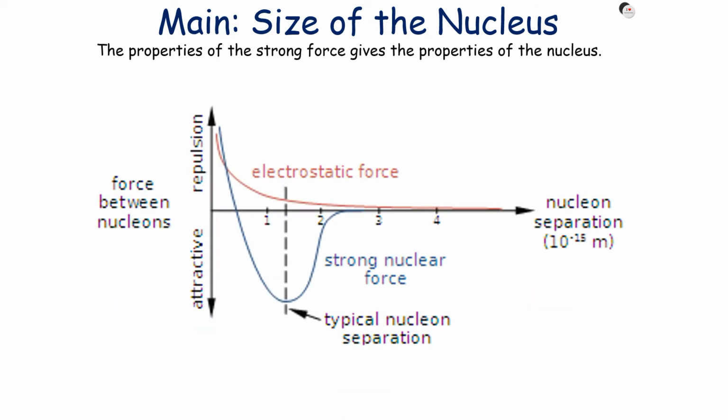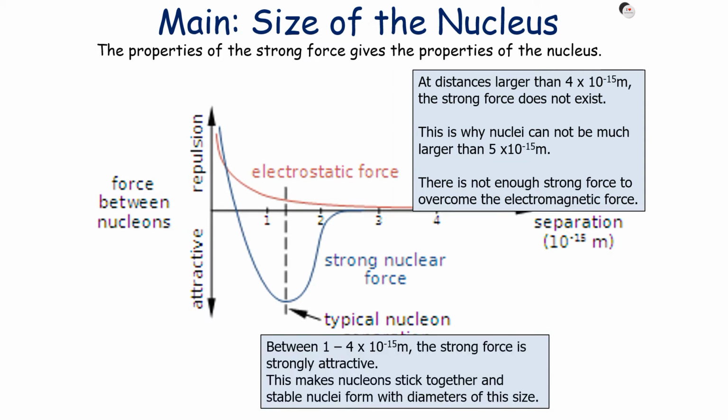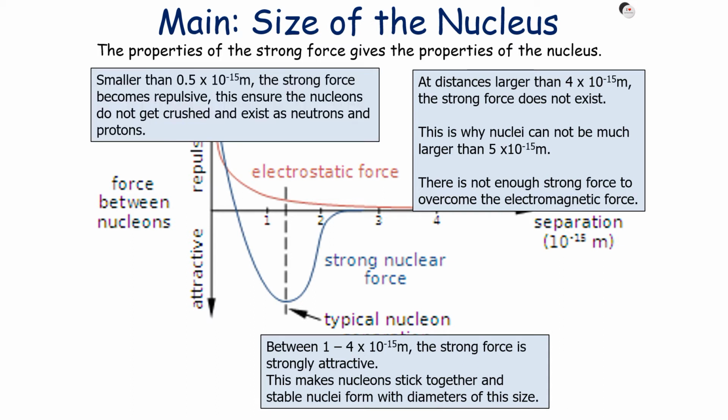So we can see the properties of the strong interaction with our particular graph here. At distances larger than 4 times 10 to the minus 15 meters, the strong interaction does not exist, which is why nuclei can't be much larger than 5 times 10 to the minus 15 meters, because there's not enough strong interaction to overcome the electromagnetic interaction, which is repulsive. Now between 1 and 4 femtometers, or 10 to the minus 15 meters, the strong interaction is strongly attractive. This makes the nucleons stick together and stable nuclei form with diameters of this size. At distances smaller than 0.5 femtometers, the strong interaction becomes repulsive to ensure the nucleons don't crush to point masses and exist as neutrons and protons.